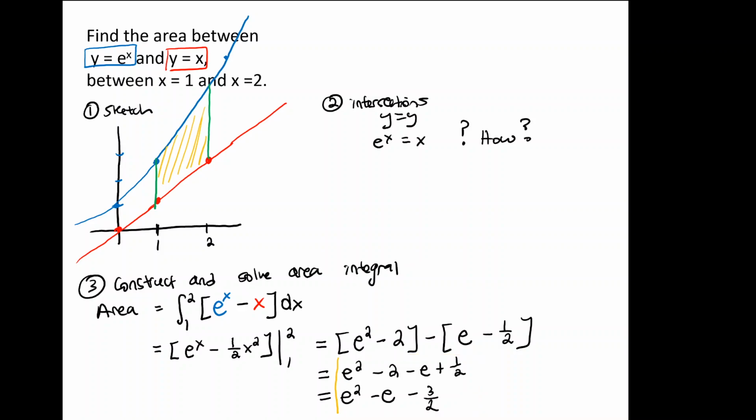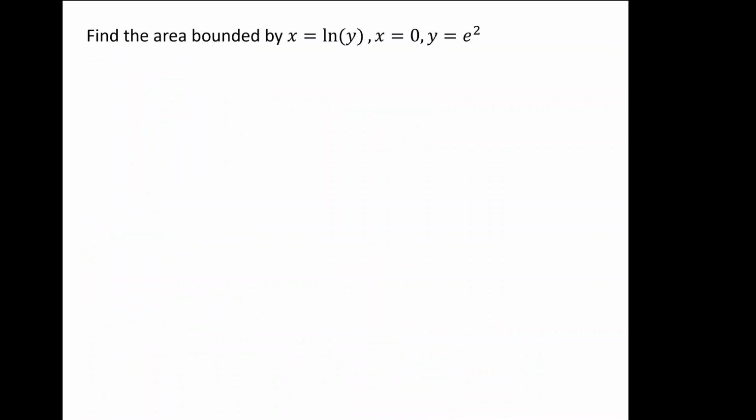Oh. Circle too much. There we go. Next one. Let's see. How many more do we have? Oh, a whole bunch. Okay. All right.